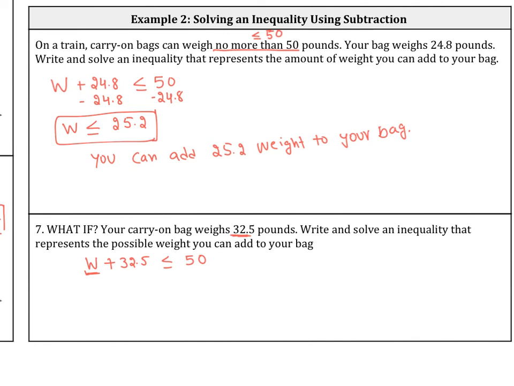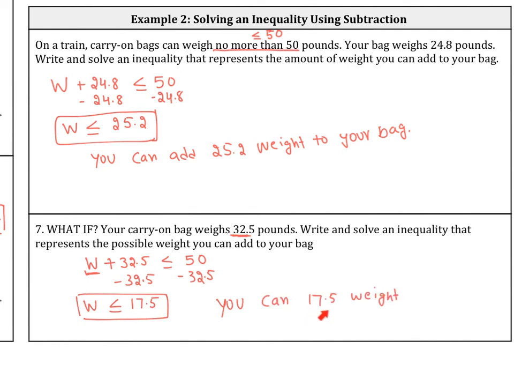So now you're going to solve this for W. So subtract 32.5 on both sides, and W is less than or equal to 17.5. So you can add 17.5 weight to your bag. So this much weight you can add to your bag, and it will not exceed 50. That was the limit for our weight.